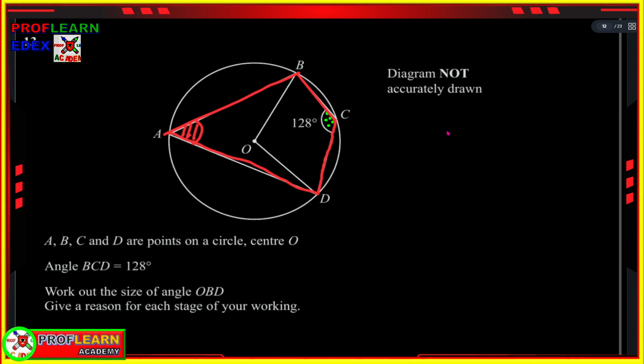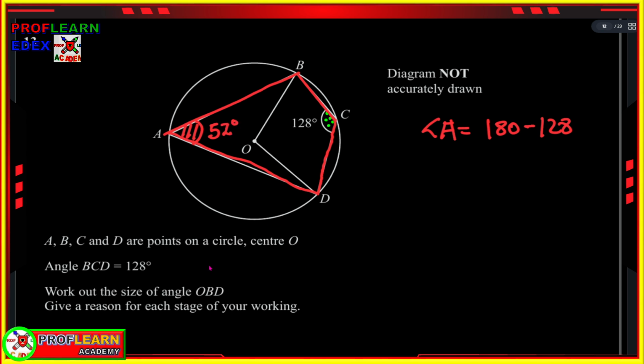So if we know this angle 128, we can know angle A. Angle A is going to be equal to 180 minus 128, because opposite angles of a cyclic quadrilateral add up to 180. So this is 52 degrees.